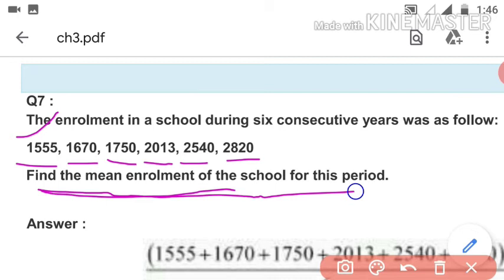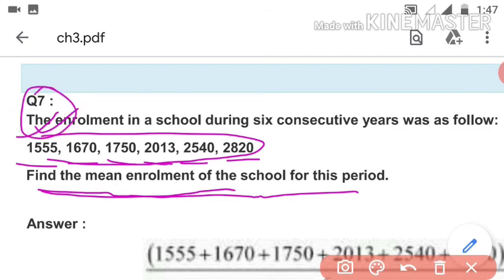What we have to find? Mean, isn't it? We know the mean formula, right? So what is the arithmetic mean formula? Sum of all the enrollment. Here the enrollment number is given. So what you will write? Sum of all the enrollment numbers. You have to add all these numbers, 1555 plus 1670. In this way you have to add all the numbers and divide by the number of enrollments. So how many years? 6 years, isn't it? So you have to divide with 6. So this question number 7 is also your homework. So I have given 6 and 7 as homework. So please try to solve these 2 questions.